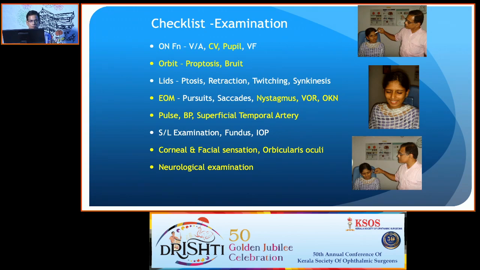The checklist in the examination: you need to do a brief neurological examination. In addition to your 3, 4, 6 cranial nerves, look at the lids, the ptosis, extraocular movements, and the pupil, very important, differentiating between a pupil-involving or pupil-sparing third nerve palsy, and of course nystagmus, which Dr. Sinimol just covered. And then of course corneal and facial sensation. I'll show you with a case how important this is.